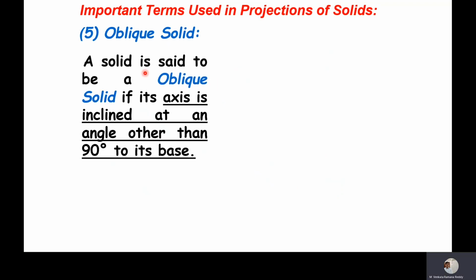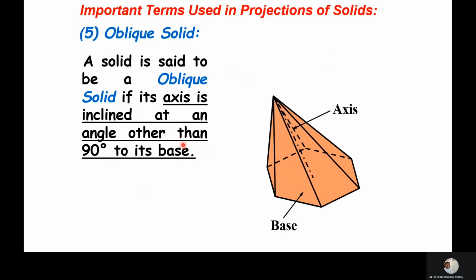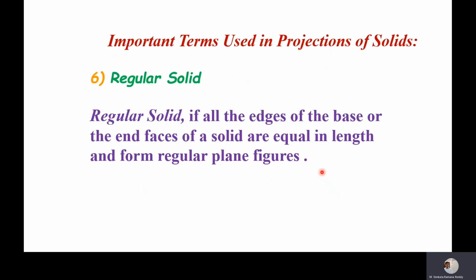Oblique solid. A solid is said to be oblique if its axis is inclined at an angle other than 90 degrees to its base. In the case of a right solid, the axis makes an angle of 90 degrees to the base, whereas in an oblique solid, it makes an angle less than or greater than 90 degrees to the base. So here the axis is not exactly perpendicular to the base, so it is called an oblique solid.